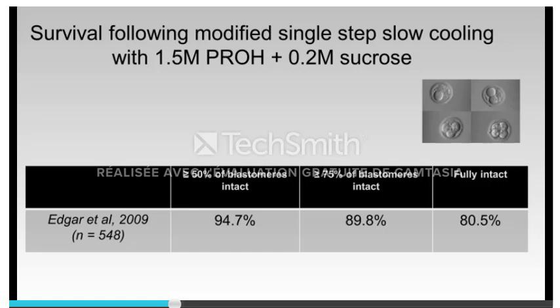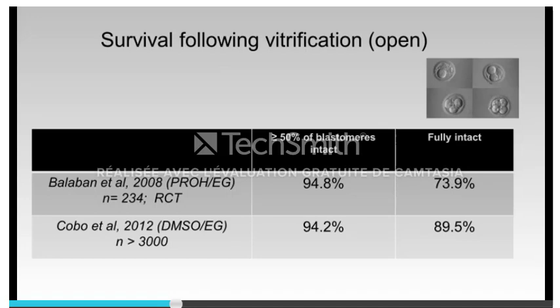So that could be achieved, but really while we were developing that, of course, vitrification appeared on the scene with a bang, and vitrification can at least match the improvements that we were able to achieve in the slow cooling protocols. And we can see that from a randomized controlled trial and a method using propane diol and ethylene glycol, and from a larger study from Ana Cobo's group in Valencia using the DMSO ethylene glycol methodology and an open system for vitrification, that again we can achieve 95% survival, but importantly, particularly in the study from the Spanish group, we can see that 90% of those embryos are fully intact after cryopreservation.